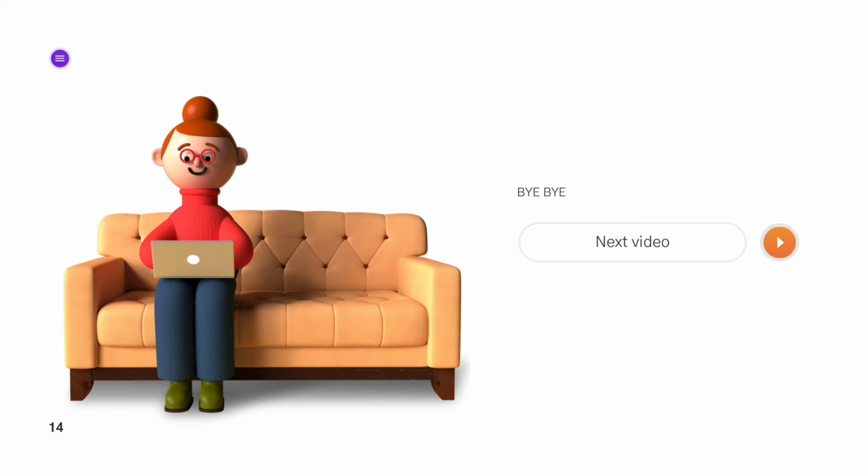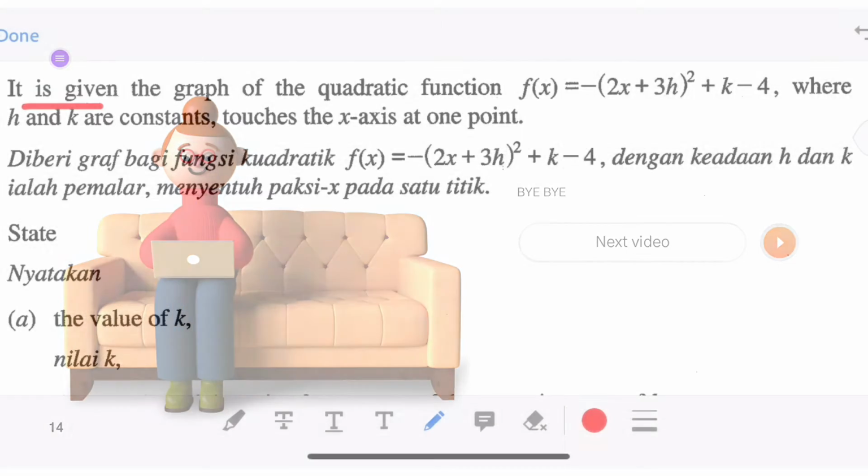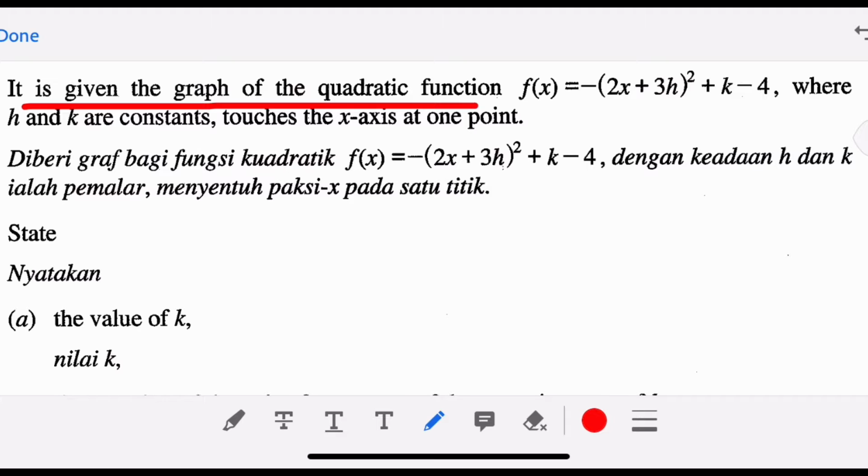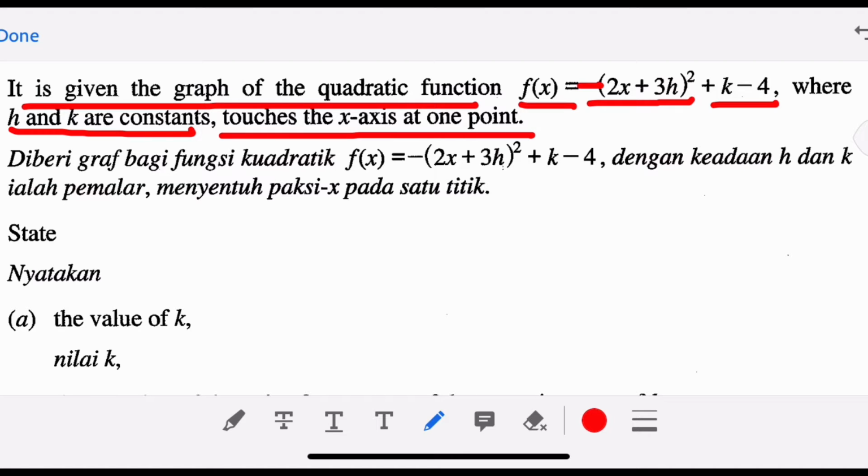Let's get started with question number 4. Given the graph of the quadratic function f(x) = -(2x + 3h)^2 + k - 4, where h and k are constants, touches the x-axis at one point. Let's try to sketch the quadratic function.